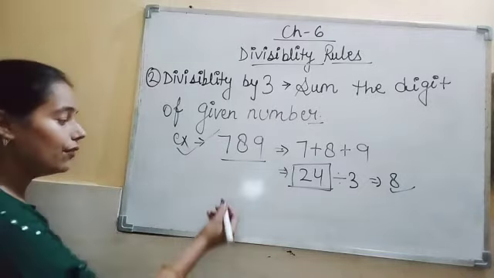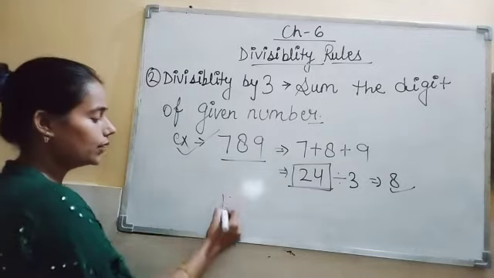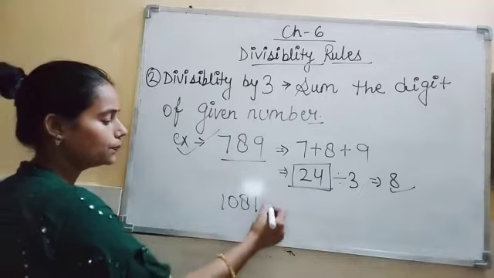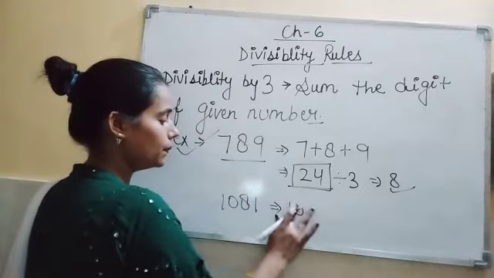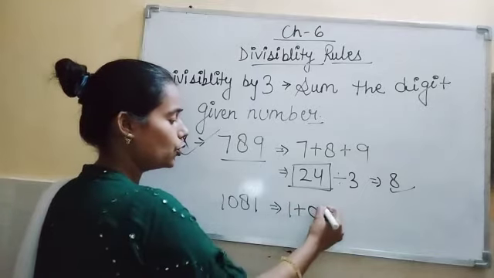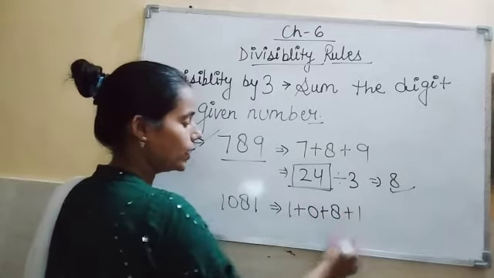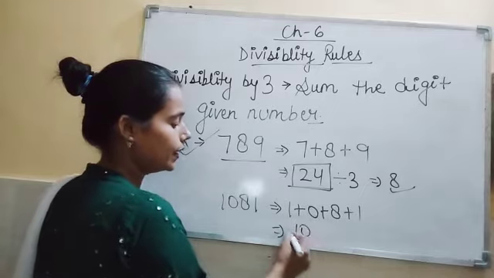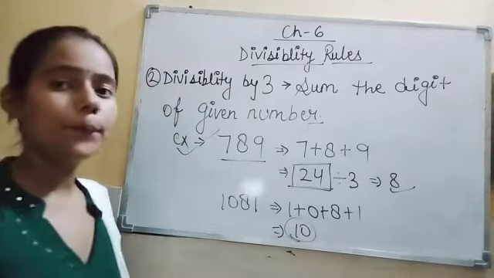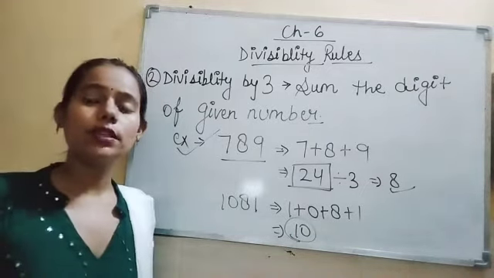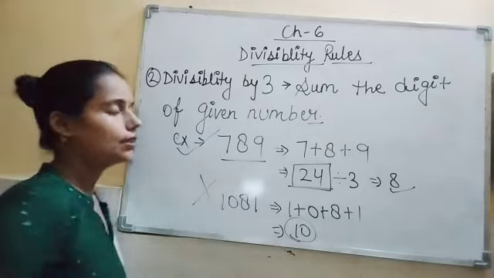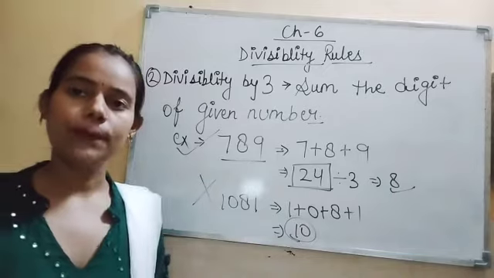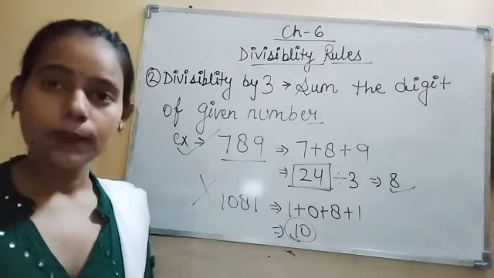If class, I have a number like 1081, let's sum up the digits first. 1 plus 0 plus 8 plus 1. So class, our answer is 10. So we can't divide 10 completely by 3 because it does not occur in the table of 3. So that means we can't divide this number by 3. So that is the rule of 3.